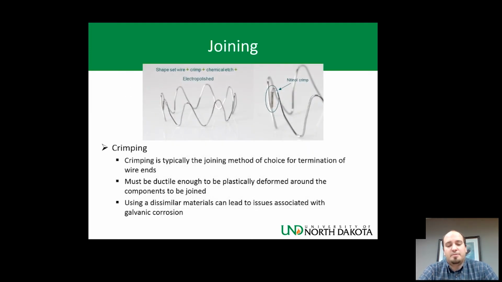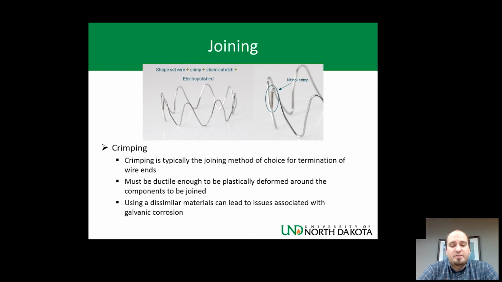Crimping is a very robust method for joining SMAs to itself or dissimilar materials. The major drawbacks include the rather bulky profile of the crimp and the process challenges associated with multi-piece construction. Crimping is typically the joining method of choice when considering the termination of wire ends in wire form devices.